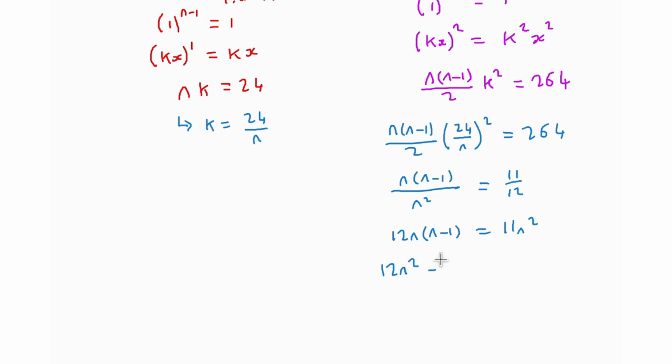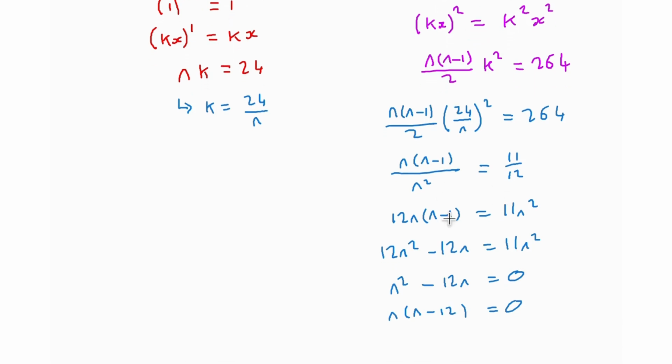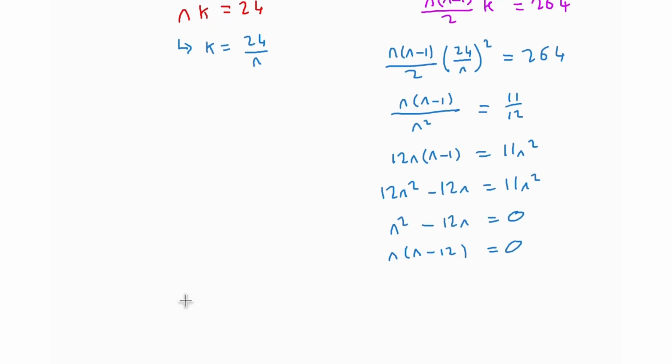Expanding gives me 12n minus 12 equals 11n. Rearranging, n minus 12 equals 0. That means n is equal to 12. So n is equal to 12, and k is equal to 24 divided by n, so k is equal to 2.